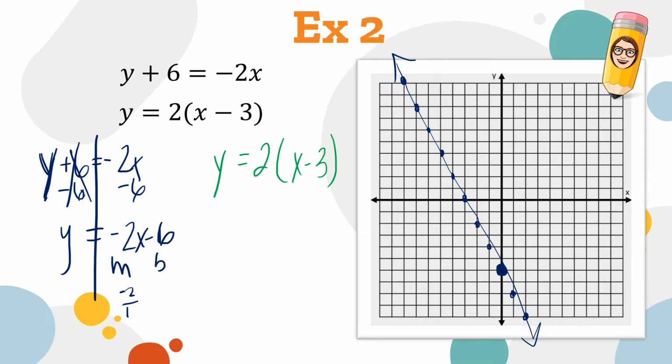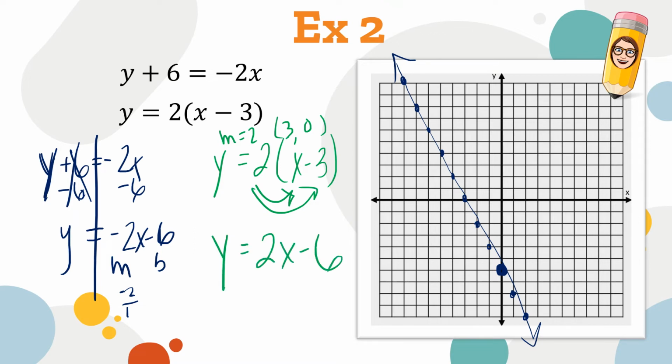Let me think about that for a moment. If this was point-slope form, my slope is 2, and my point would be (3, 0), right? Because nothing's being added to the y. If it says x minus 3, I write positive 3. That's option 1. Option 2 is I could isolate y by just doing a quick distribution, right? If I was to distribute that 2, I'd have 2x minus 6.